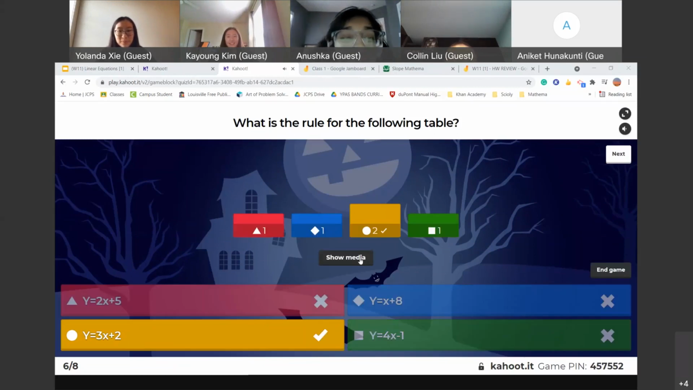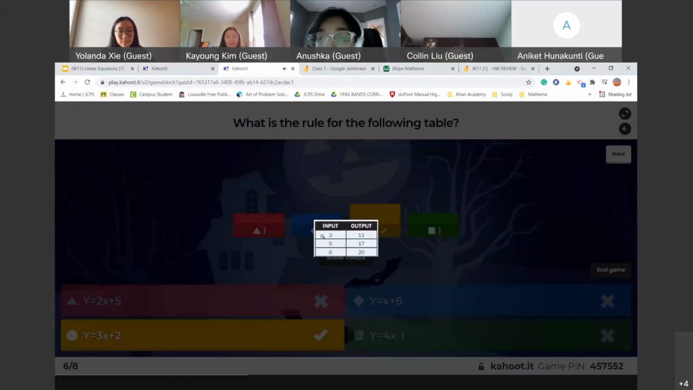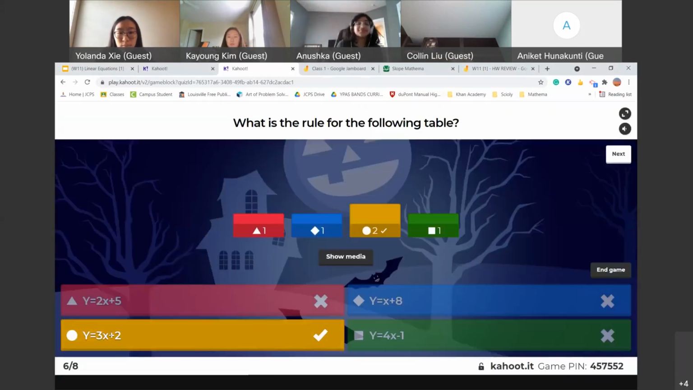Uh-oh. Okay, this was just like you use two of these points and you do change in y. If I use the first two, it'd be 6 over change in x over 2. So that gives me 3, and you can figure it out just with this.